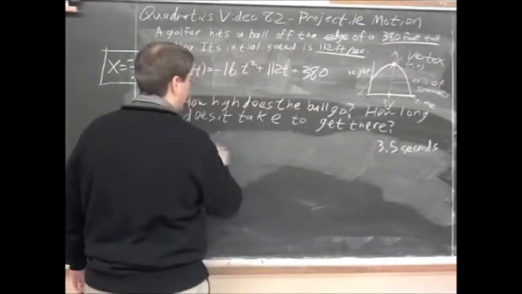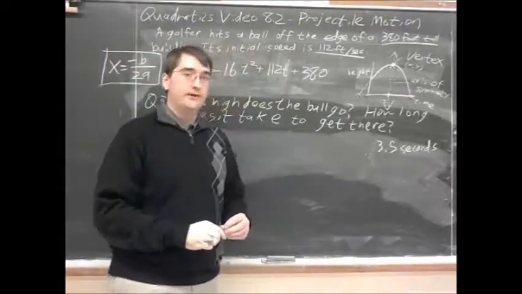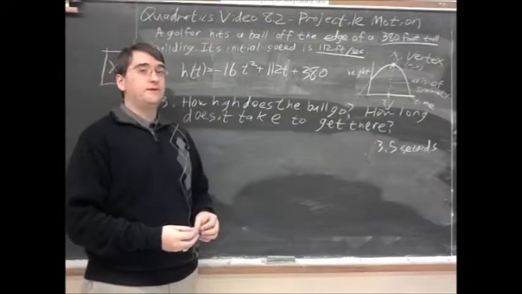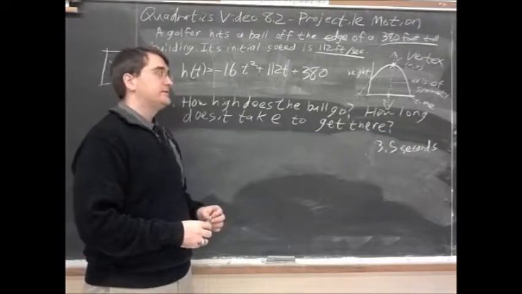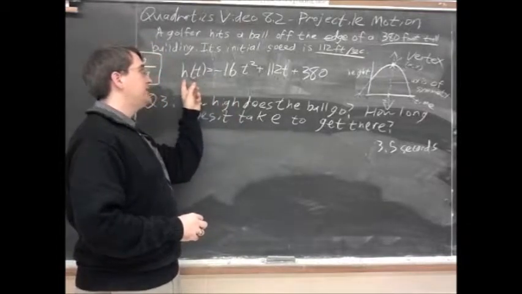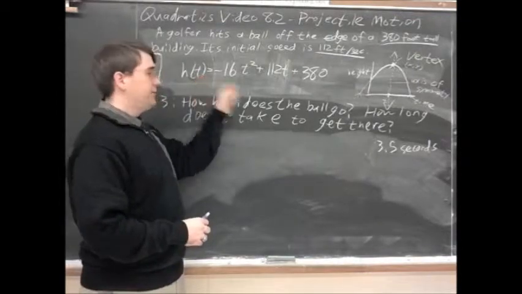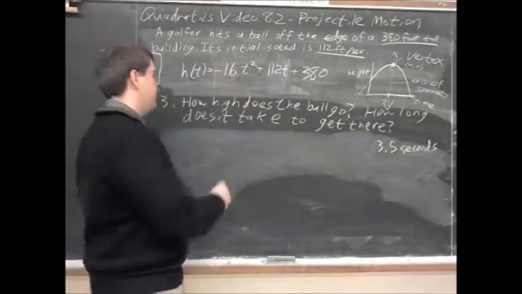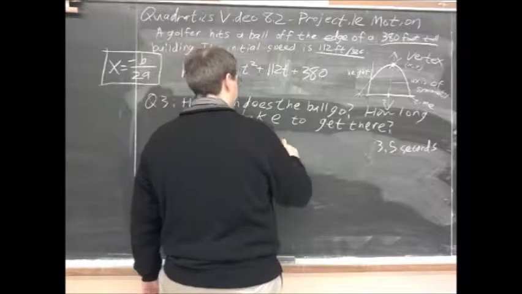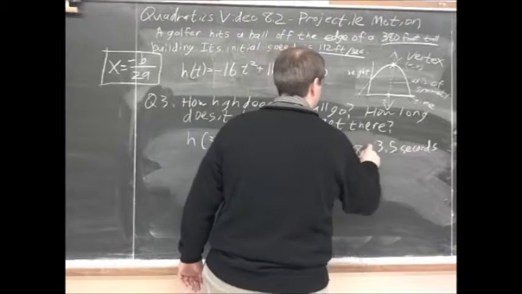Now, we know how long it takes to get to the maximum height. I'd like to know what that maximum height is. And gosh, if only we had an equation that told us the height of the ball after a certain number of seconds. If only we had an equation that told us the height as a function of the time. We're just going to take that number, plug it in here. I'm going to do h of 3.5. I'm going to plug in 3.5: negative 16 times 3.5 squared plus 112 times 3.5 plus 380.